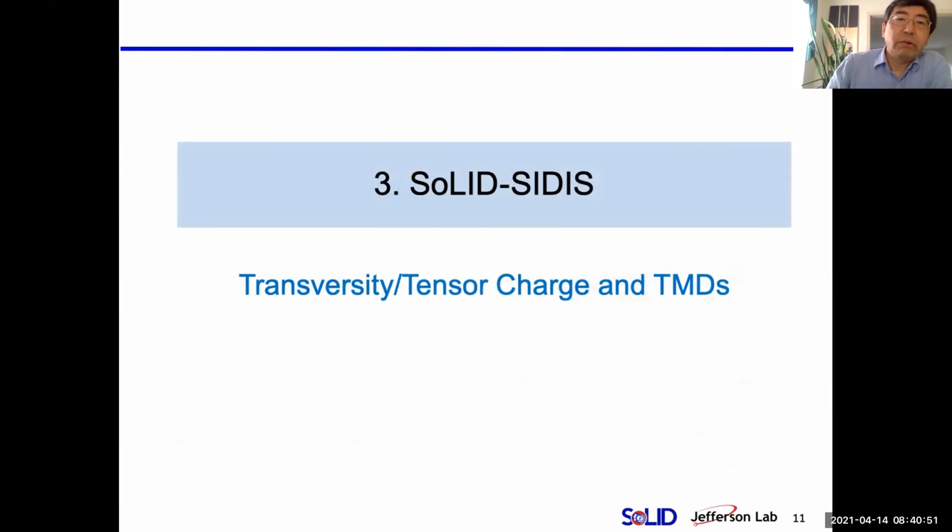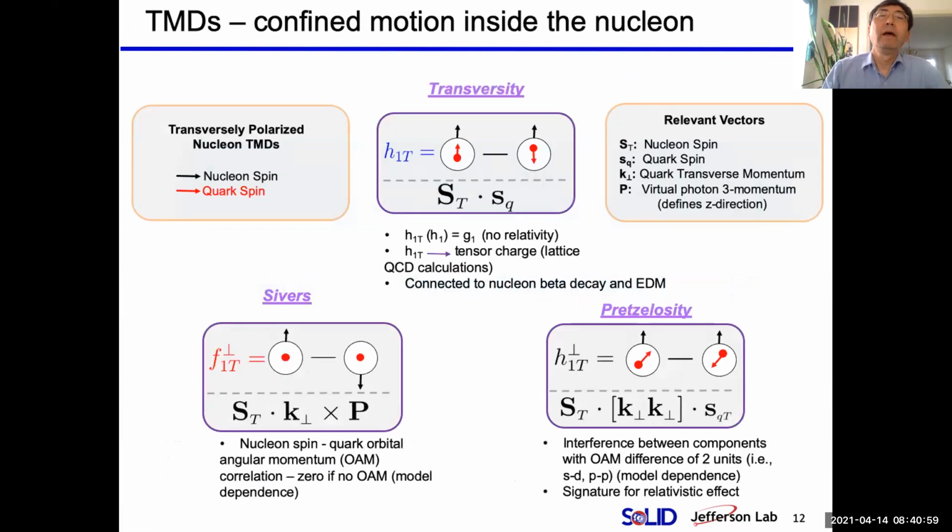Okay, the second program is semi-inclusive DIS. This will give us the transverse tensor charge and other TMDs. The previous speaker already mentioned there are 8 TMDs at leading twist. I'm showing that with a transversely polarized target, you can access 3 of them. And actually, in principle, we have a longitudinally polarized target, and we have unpolarized together, so you can access all 8 of them. But I just show these 3 as examples. Actually, my talk will focus on 2, transversity and Sivers.